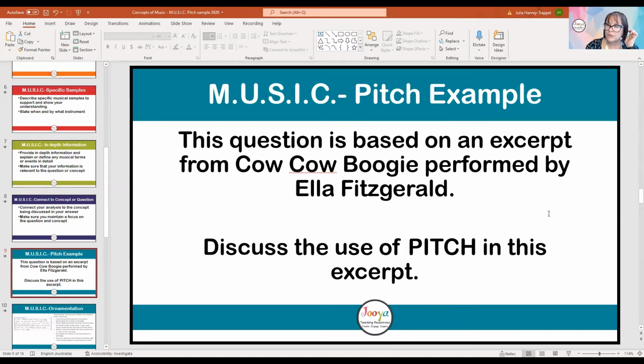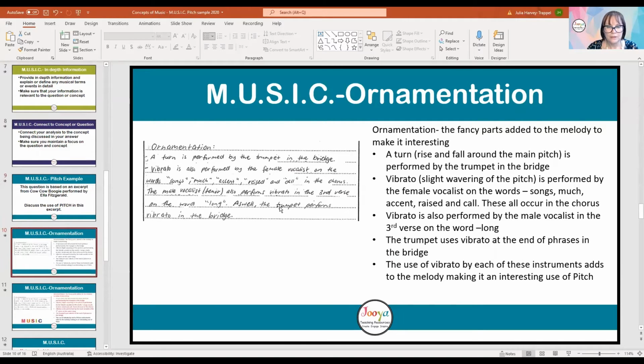So this one that I'm about to show you is based on an example of Cow Boogie performed by Ella Fitzgerald. And I know there's another male voice in there. My question to my kids was to discuss the use of pitch, but I'm just focusing on the element of melody, which is ornamentation, a part of melody. Okay, so let's have a look. This is, as I said, a student sample. So here's the sample here.